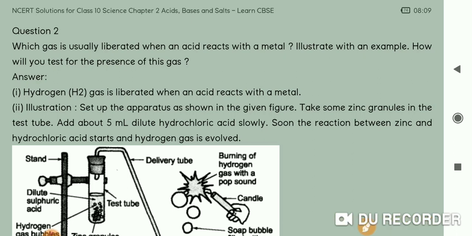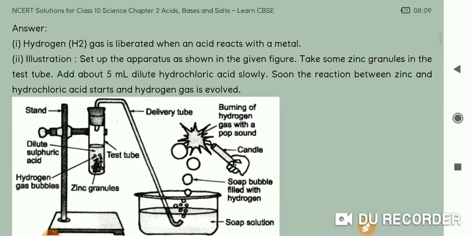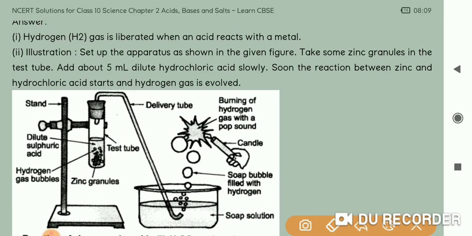Okay, now see, these are the things we require for testing the gas. Okay, so we have to take the metal stand.